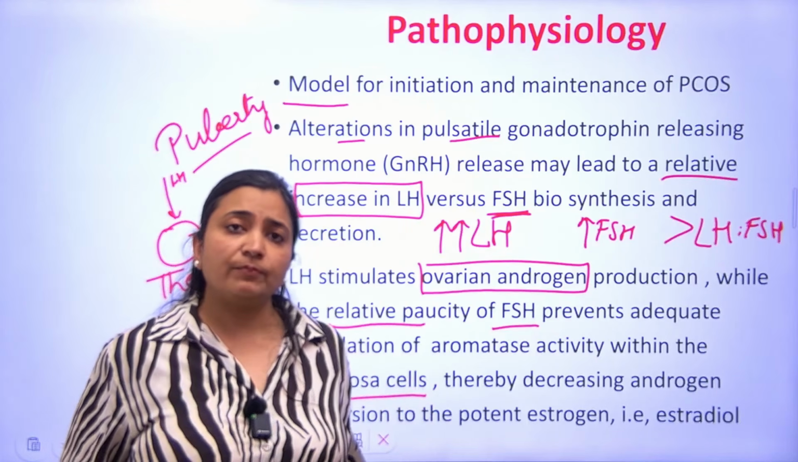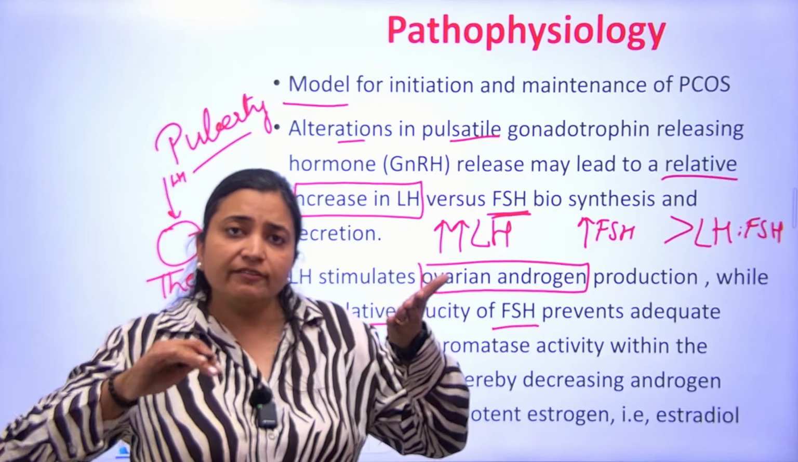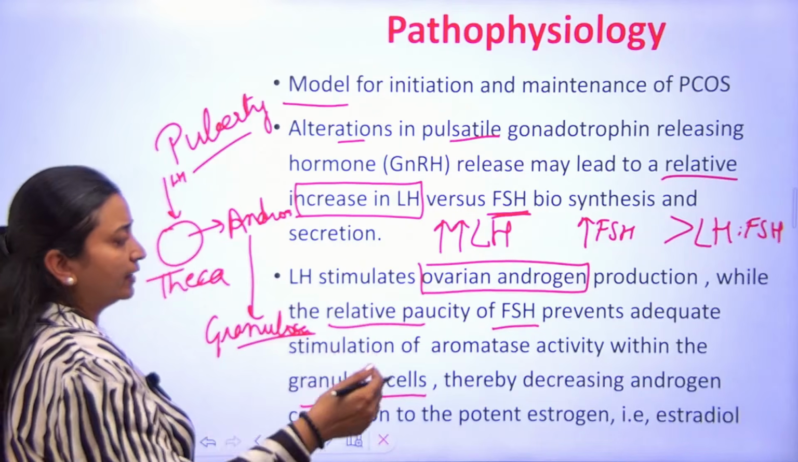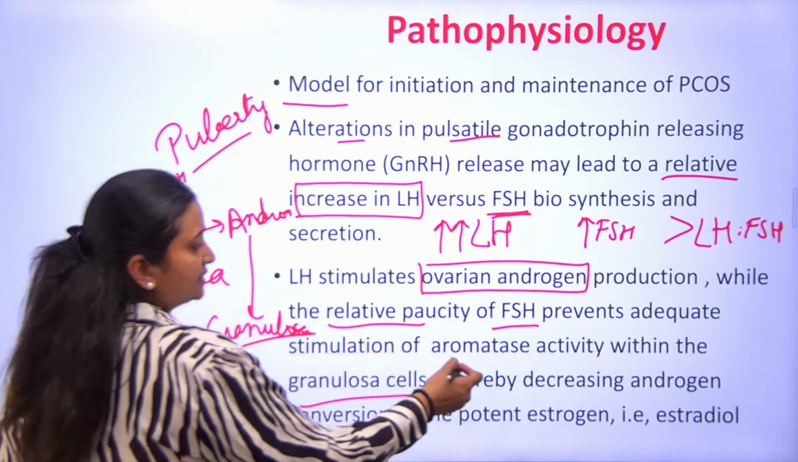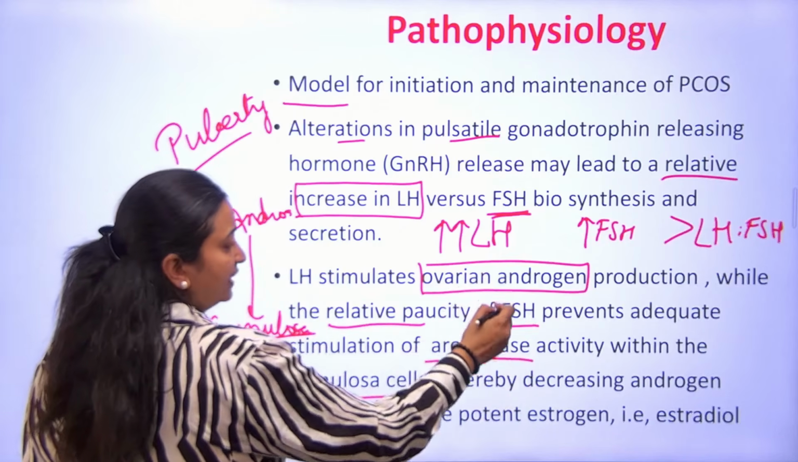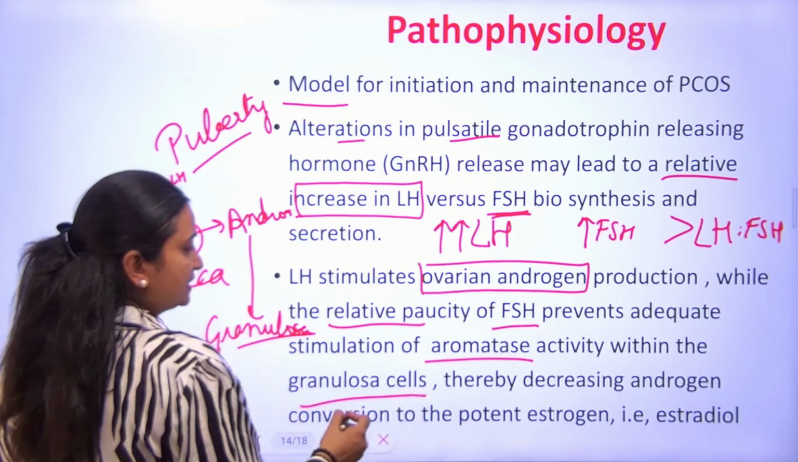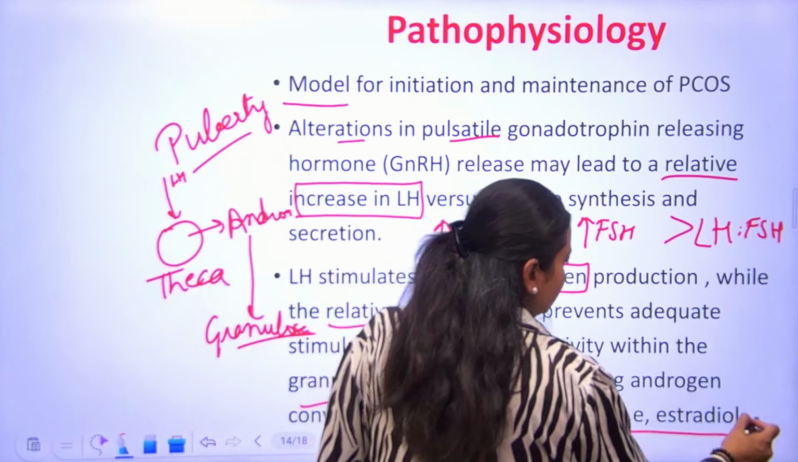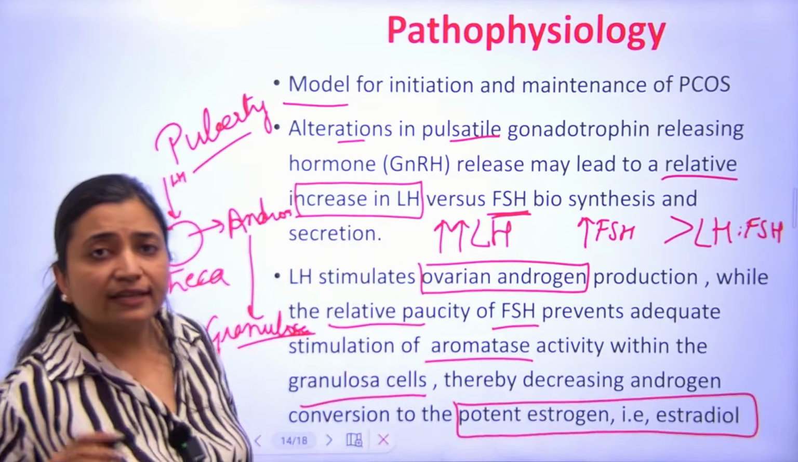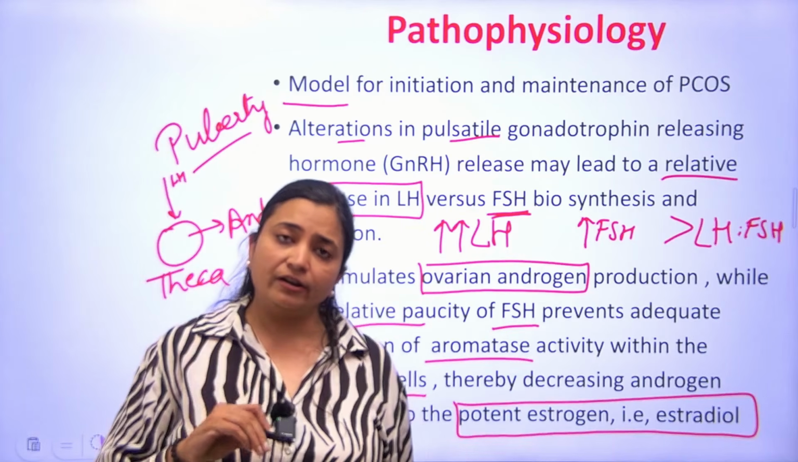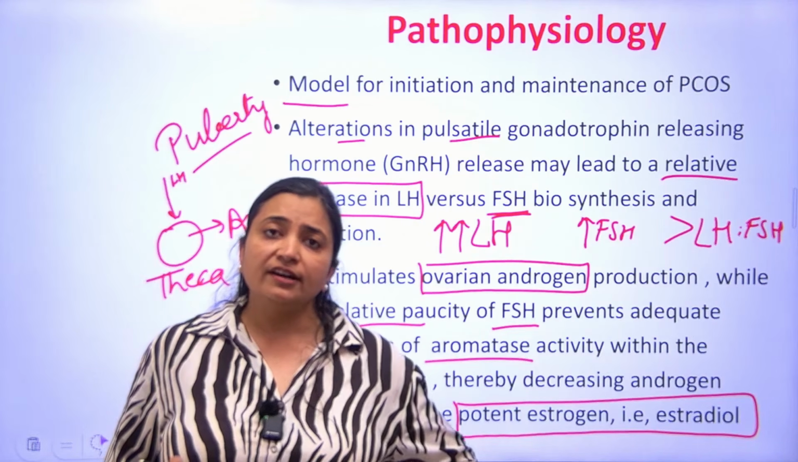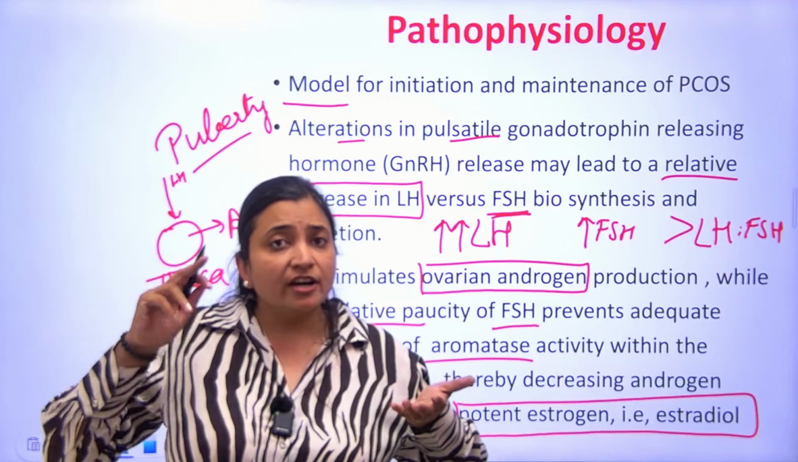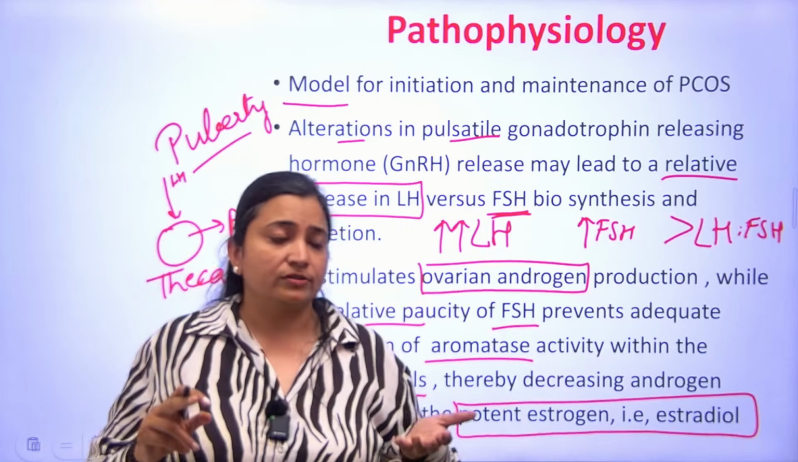But here what has happened? More LH, relatively less FSH. So more LH has produced more and more androgen, but there is less aromatase activity because of less FSH, thereby decreasing the conversion of androgen to the potent estrogen, that is estradiol. Since there is less conversion of androgen to estradiol, we have a relatively excess androgen and relatively less estradiol, which is a potent estrogen.